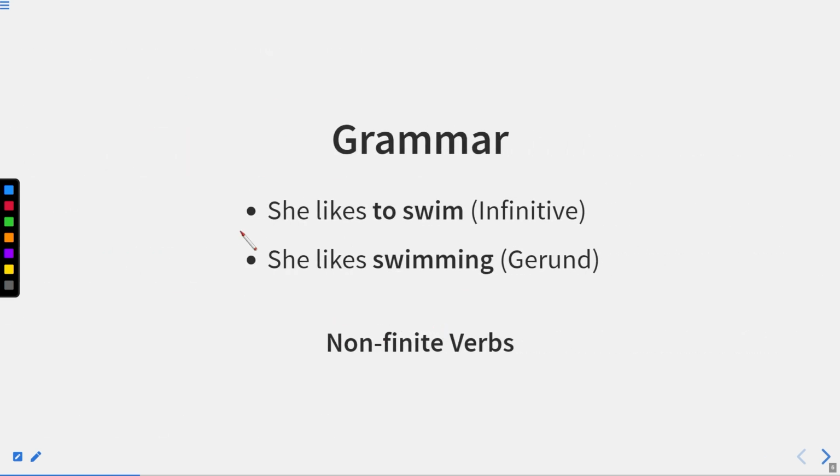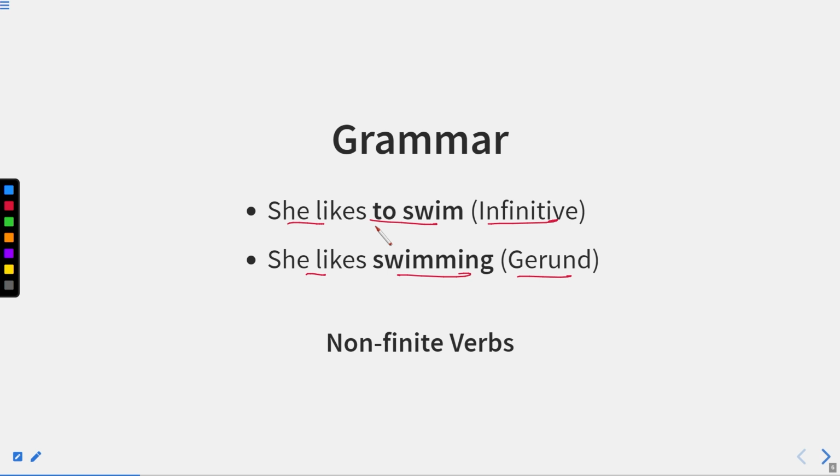So let us discuss these two sentences. First one is, she likes to swim. Now this to swim is infinitive. She likes swimming. Now this is gerund. Here we can have both the methods, we can have to swim, we can have swimming as well. But what is the difference in the meanings of these two sentences?